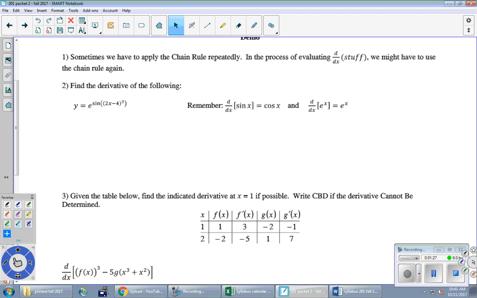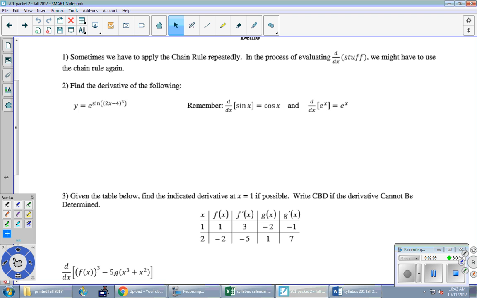So for example, here in number 2, it says find the derivative of the following. y equals e to the sine of the quantity 2x minus 4 all cubed. So let's try this one. We have to identify, there's a lot of functions buried inside of other functions. We need to figure out what the overarching outer function is because that's the one that dictates the beginning of the process. So is this entire function some stuff to a power? No, the stuff to a power is buried inside. Is this entire function sine of some stuff? No, that's up in an exponent. Is this entire function e to some stuff? Yes, it is. So this is an e to the stuff rule.